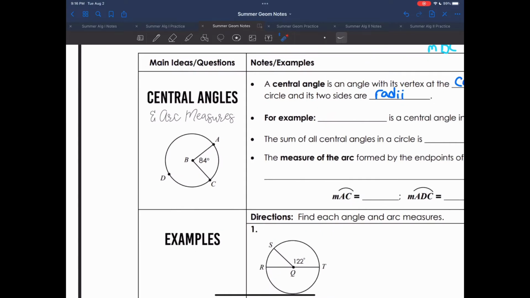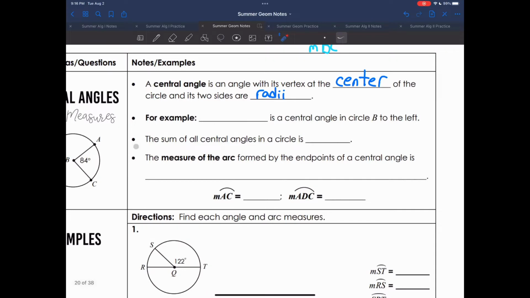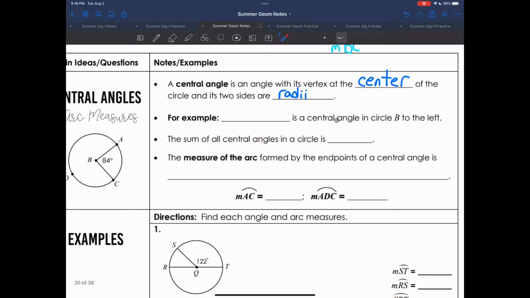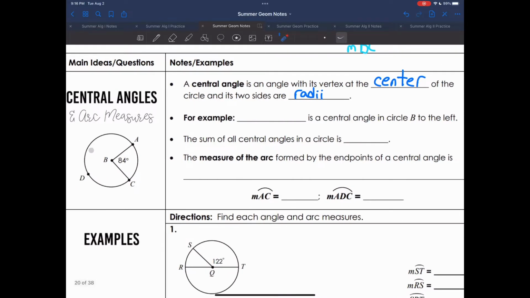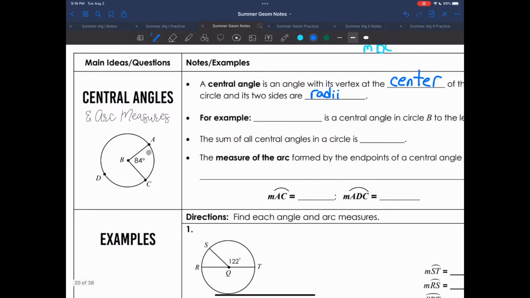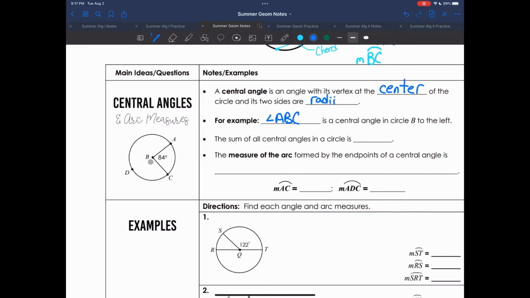Okay, so let's go back over here. It says, for example, blank is a central angle in circle B to the left. This is a good reminder of how to write our angles. So we would say angle ABC is a central angle in that circle. You could also call it angle CBA. I just like to put the letters in order, but either way would be acceptable. And it does say what we just talked about here: the sum of all central angles in a circle is always 360 degrees.